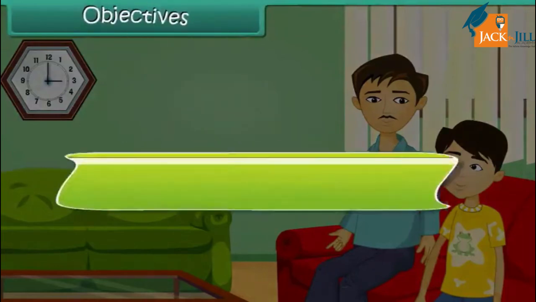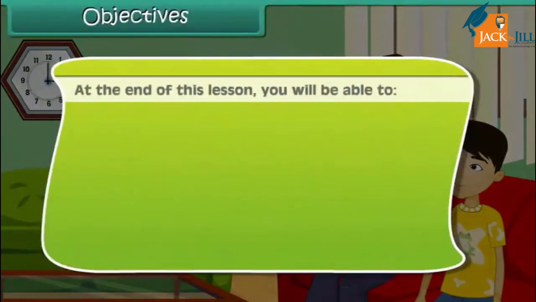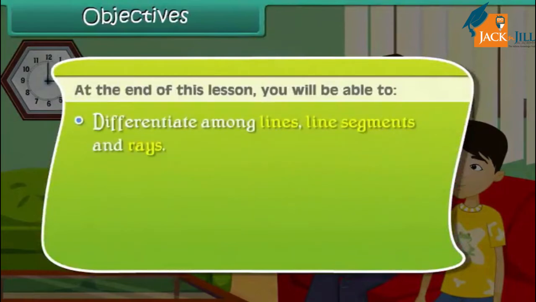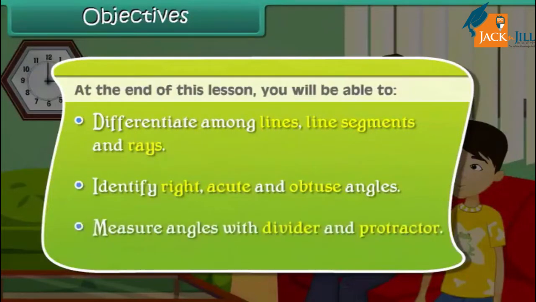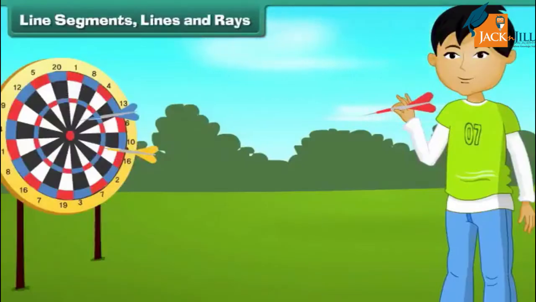Objectives. At the end of this lesson, you will be able to differentiate among lines, line segments, and rays. Identify right, acute, and obtuse angles. Measure angles with divider and protractor. Line segments, lines, and rays.